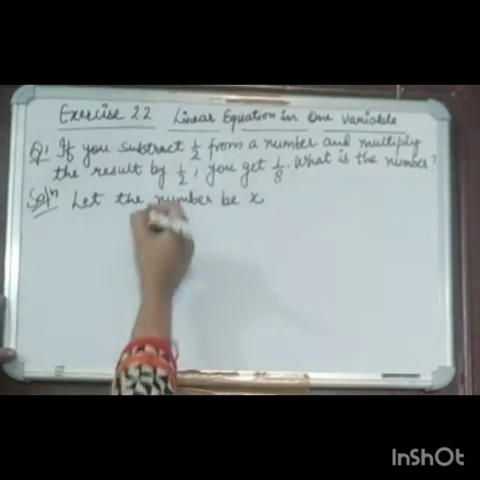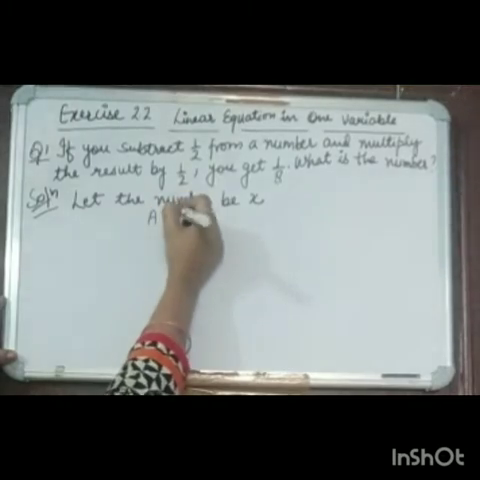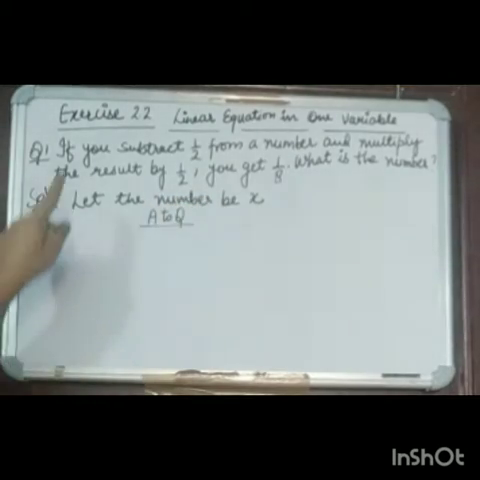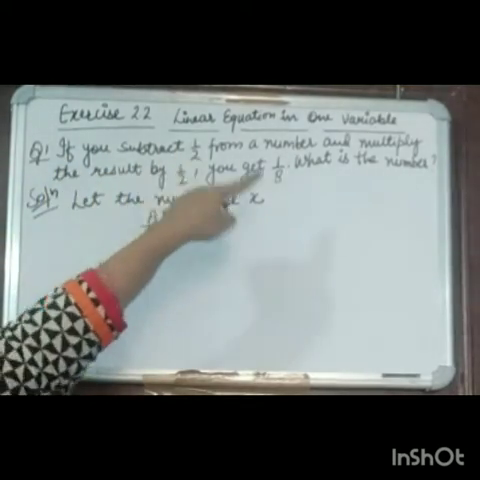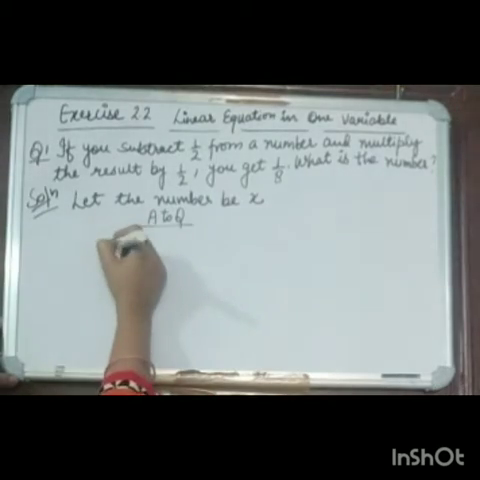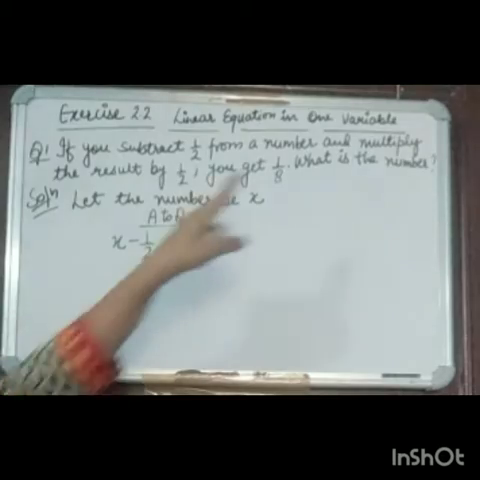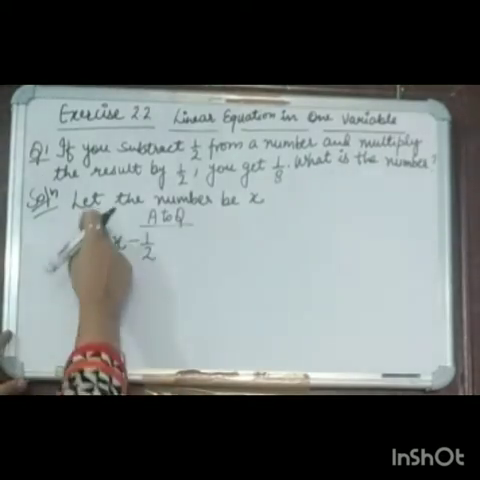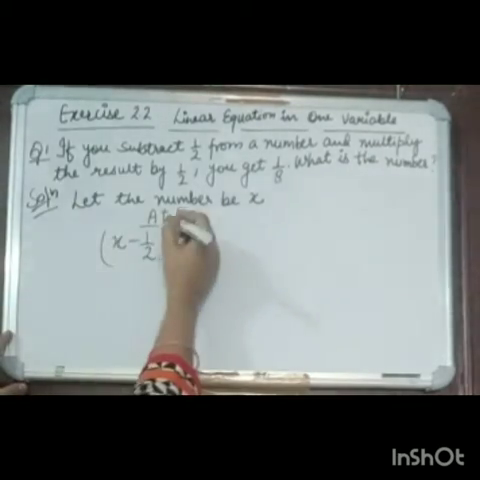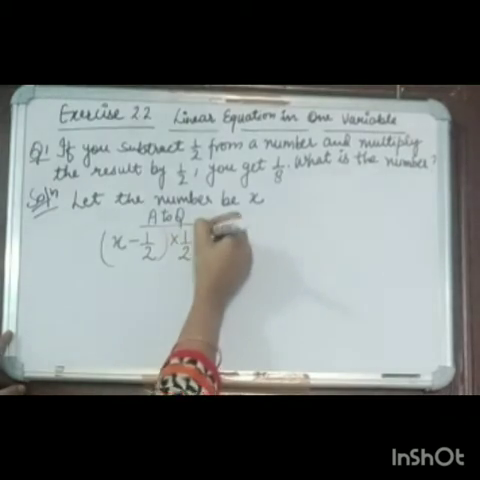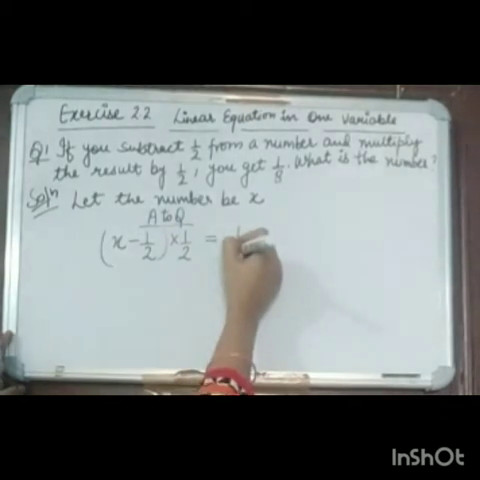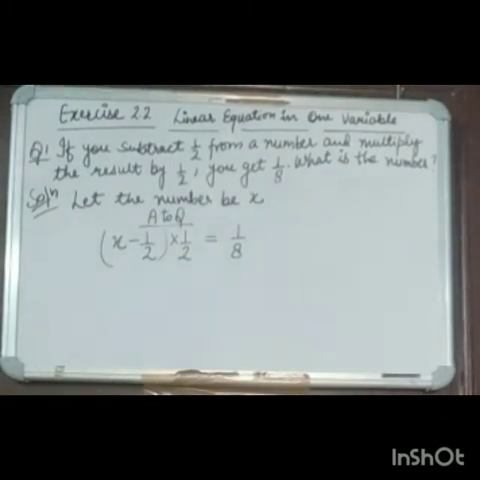Now, what is the question saying? According to the question: if you subtract 1 by 2 from this number, and multiply the result by 1 by 2, you get 1 by 8, it means (x minus 1 by 2) into 1 by 2 will be equal to 1 by 8. Now, we will solve it.